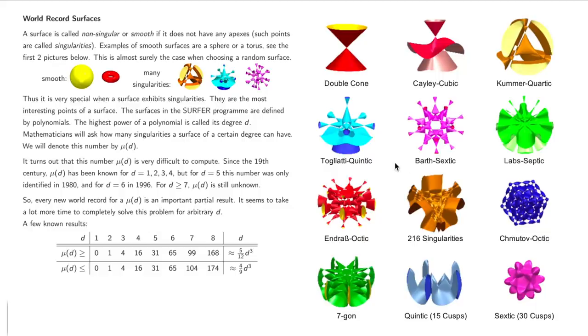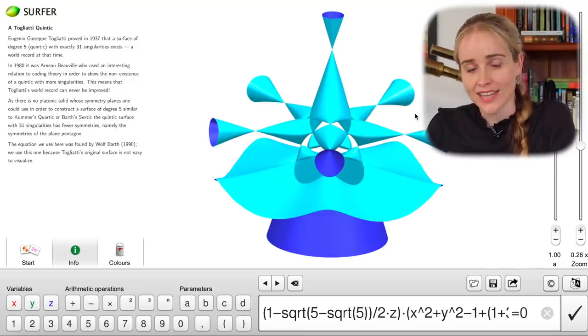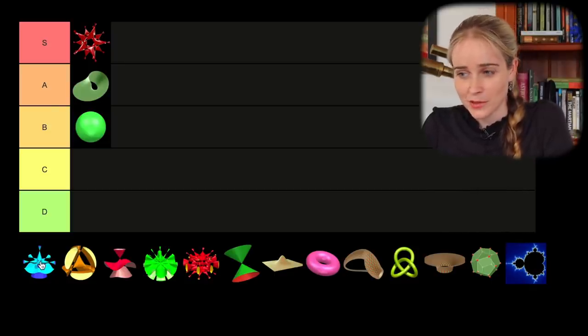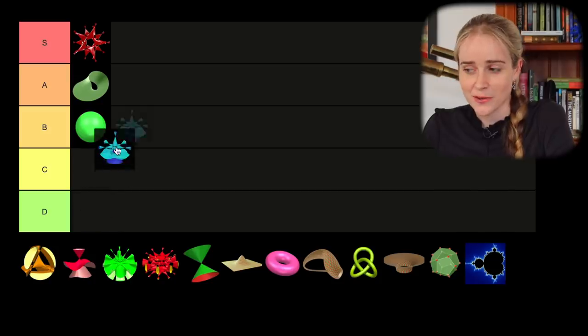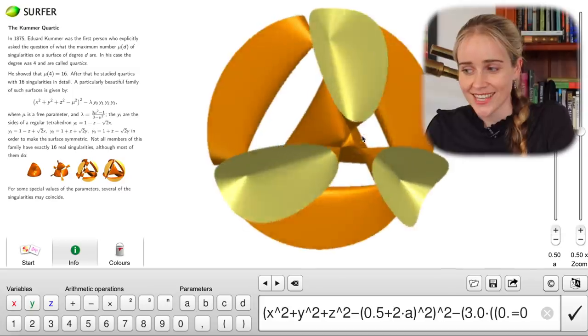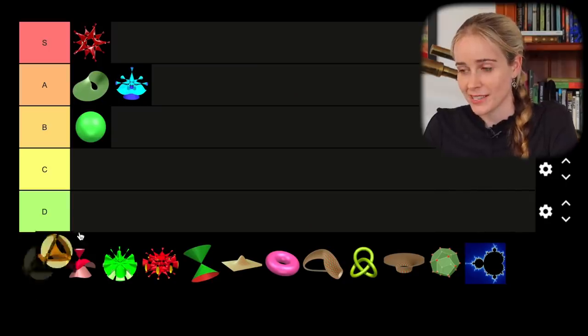Now, there are some other members of the World Record Squad, and they ought to join it in here as well. So, we have the Togliatti Quintic, which holds the record for a polynomial of degree 5, and that record is 31 singularities. I think they belong one tier below the bath sextic, since their record is for a lower degree. Then likewise, we have the Kummer Quartic, which holds the record for a polynomial of degree 4, and that record it holds is 16 singularities. I'll put that one in B tier.